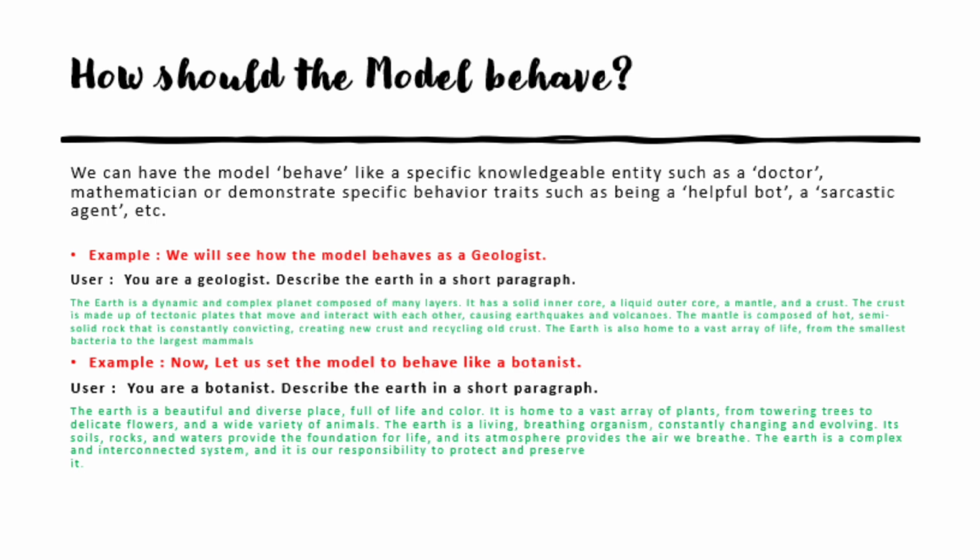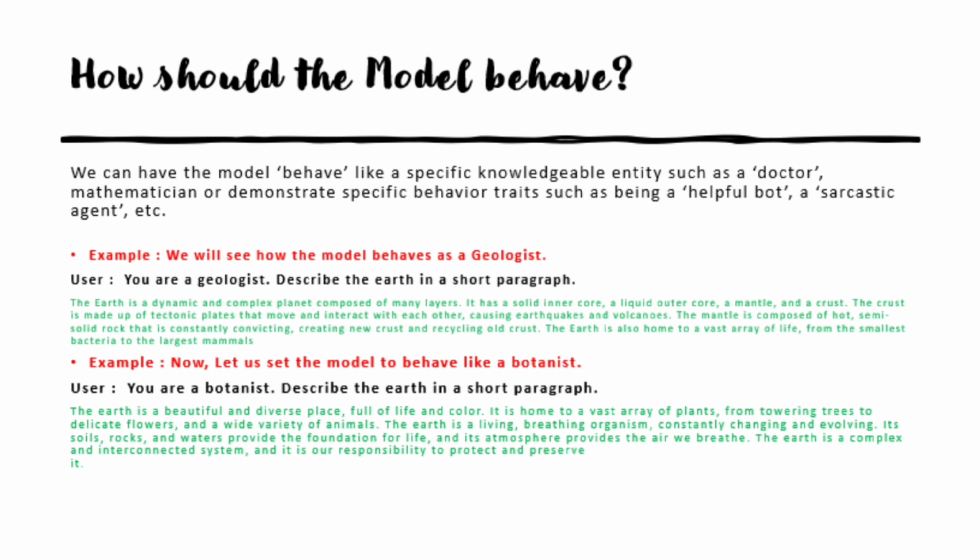Like that, consider you are a geologist and tell me about earth in a short paragraph. It will tell in the view of that geologist: crust, core and mantle, those things, technical information in a geographical way. The same AI, if you ask it to behave like a botanist, I am giving a prompt like you are a botanist, describe the earth in a short paragraph, it will give you a paragraph which is quite different from the previous paragraph.